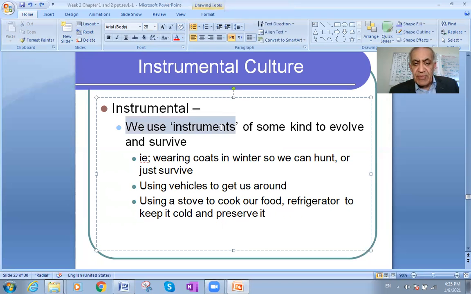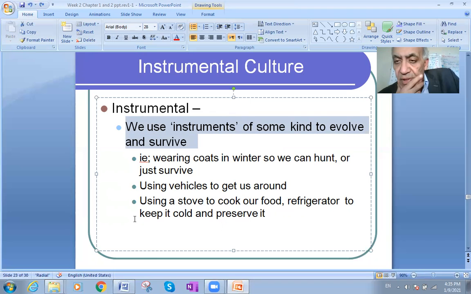Instrumental: we use instruments of some kind to evolve and survive. So, is culture an instrument for our survival? Does culture help us to succeed in our life? Does culture help us to grow, to build a good career, to build a good life? What do you think? We use instruments of some kind to evolve and survive.